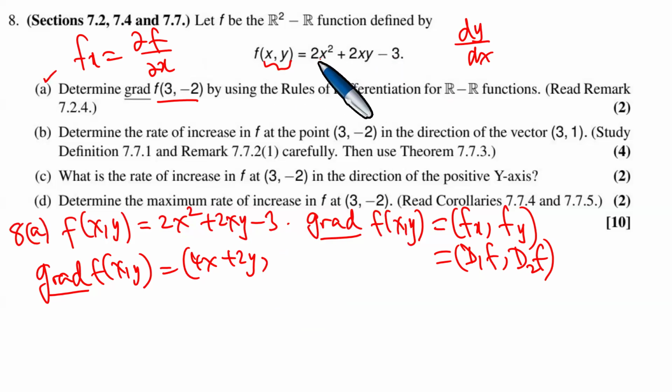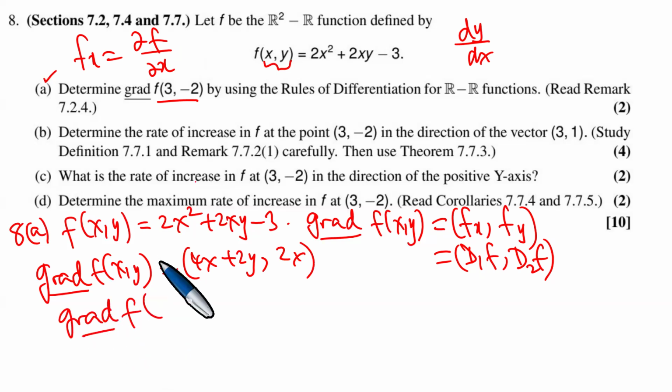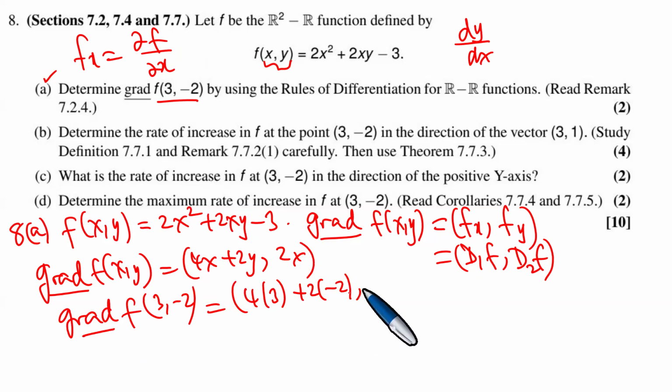The derivative with respect to y: the 2x squared with respect to y is 0. This one with respect to y, we just differentiate the y, whose derivative is 1, leaving us with the 2x. And the derivative of the minus 3 with respect to y is 0. Moving forward, we want the gradient of the function f at 3 and minus 2, that is at that point. Our x is 3, our y is minus 2.